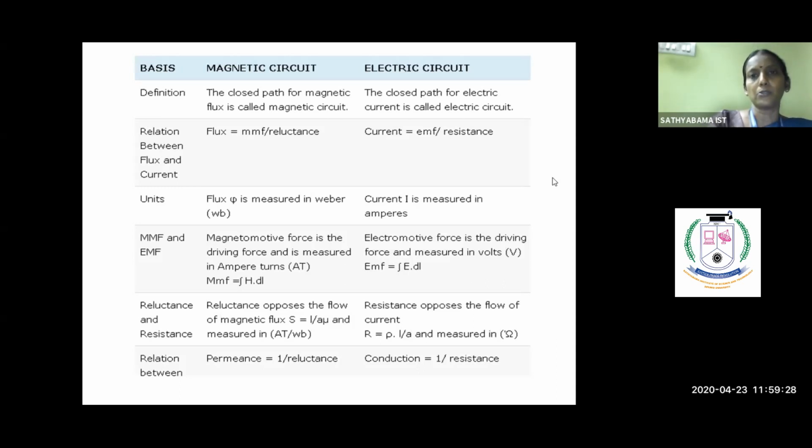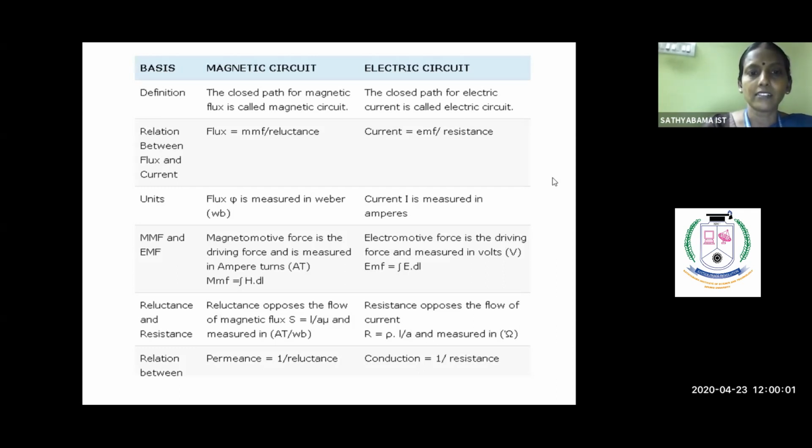According to magnetic circuit, your Ohm's law is going to be flux is equal to MMF per reluctance, whereas in electric circuit, current is equal to EMF per resistance. So I can relate that as voltage V equals IR. That is what I have discussed here. So your EMF is replaced by MMF here, resistance is replaced by reluctance here, and current by flux here. The unit of flux is Weber, unit of current is Ampere here.